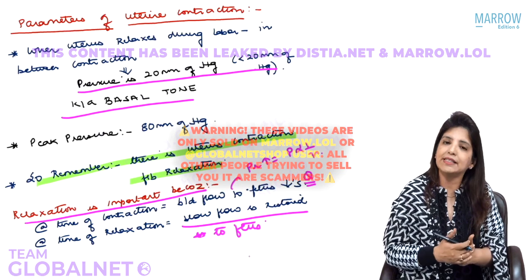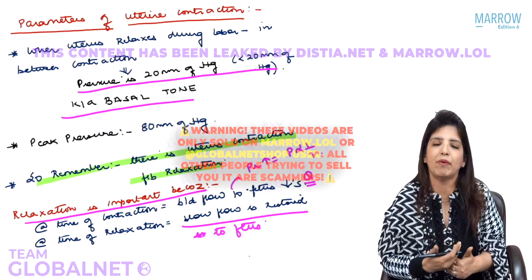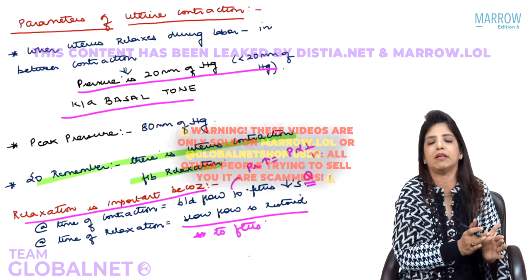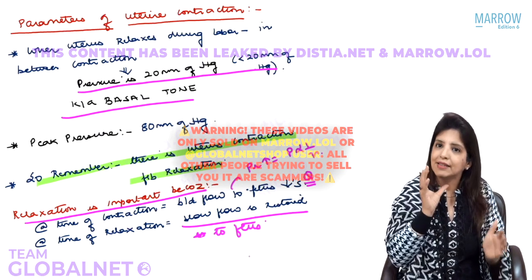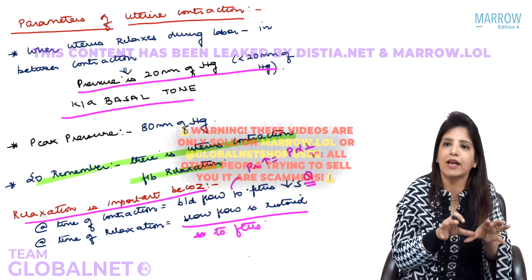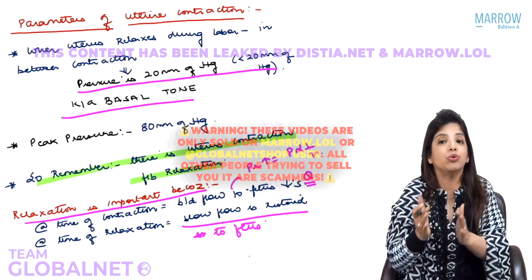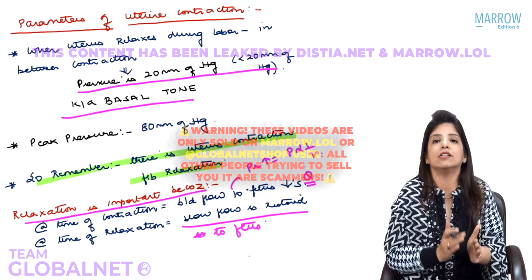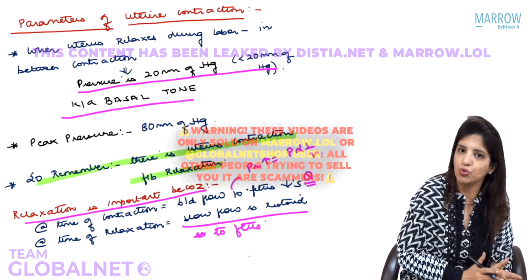Right? And when I say it is not very high, what does that mean? It is always less than 20 millimeters of mercury. And this intrauterine pressure which the uterus has at the time of relaxation during labor is what is called the basal tone of the uterus.